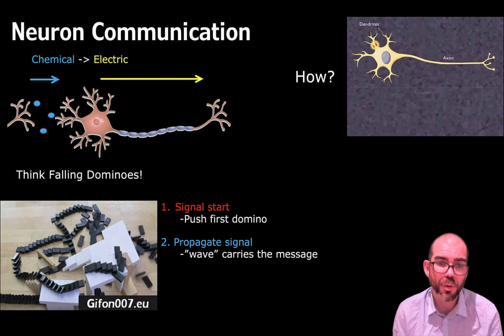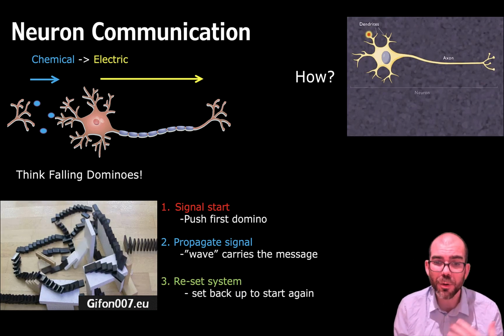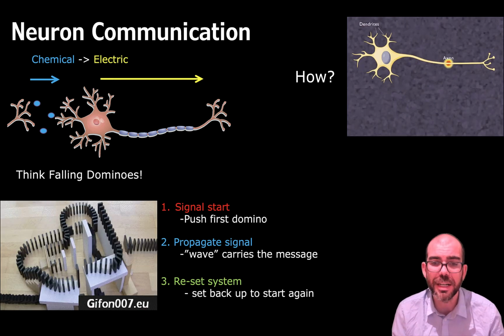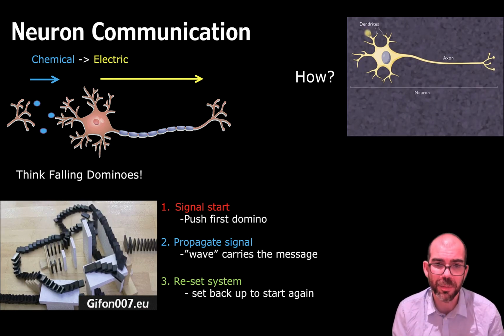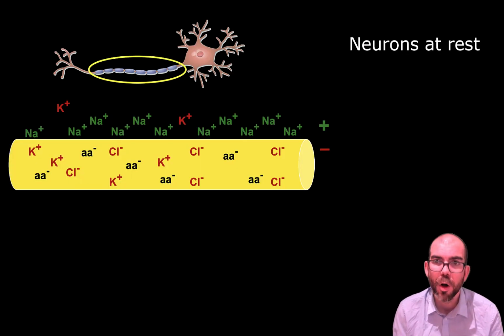Now, if I wanted to redo this, I can't when all the dominoes are fallen. So we're going to need to reset our system back up. We're going to need to reset the dominoes if we're going to be able to send signal after signal after signal. When a neuron's at rest, meaning it's not being stimulated, this is what the axon looks like.